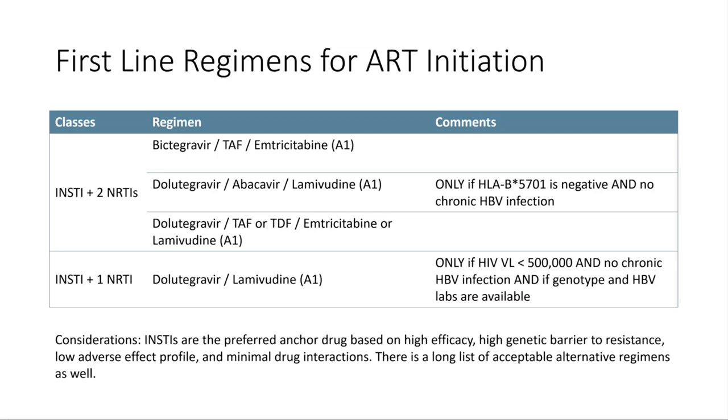The ones to be aware of with the INSTI plus 2 NRTIs is that dolutegravir, abacavir, lamivudine, which is Triumeq, requires that you be HLA-B*5701 negative, and you cannot have Hep B. And then dolutegravir, lamivudine, exactly what you were getting at, has multiple caveats, including high viral load. You need to know their genotype and Hep B labs. So in reality, I think we'd rarely start someone on the 2 drug regimen, because often you don't have that information when you are starting someone.